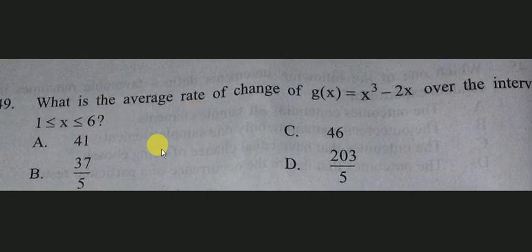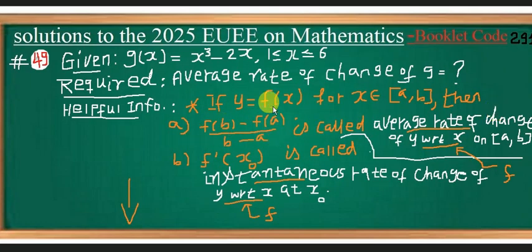So to answer this question we just look at r. Now, next problem: what is the average rate of change of this function over the given interval? The interval is 1 less than or equal to x less than or equal to 6. Okay, to answer this problem we have to recall both instantaneous rate of change and average rate of change. There are two kinds of rate of change in math, especially calculus: average rate of change and instantaneous rate of change.